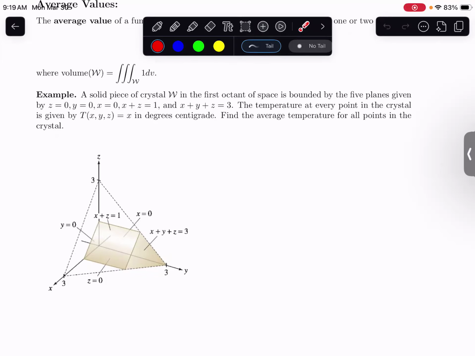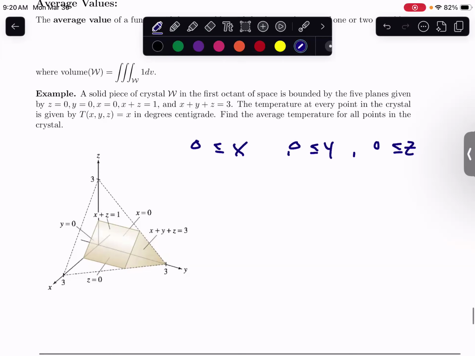For this example, we're told we have a solid piece of crystal W in the first octant of space that ends up being bounded by the planes z equal to 0, y equal to 0, and x equal to 0. So for x, y, and z, they're all bounded below by 0. That's what it just told us.